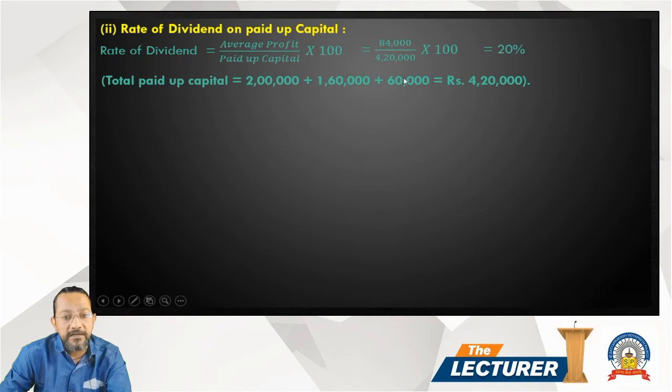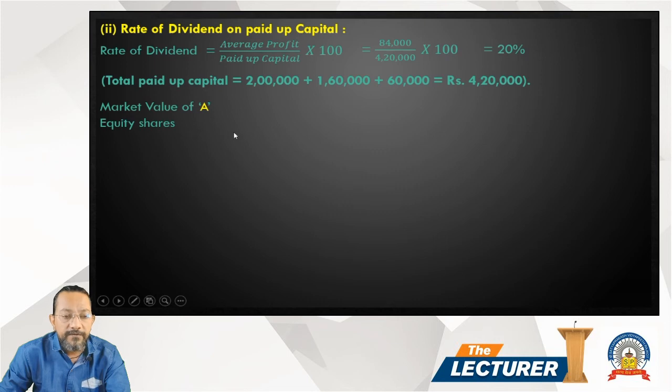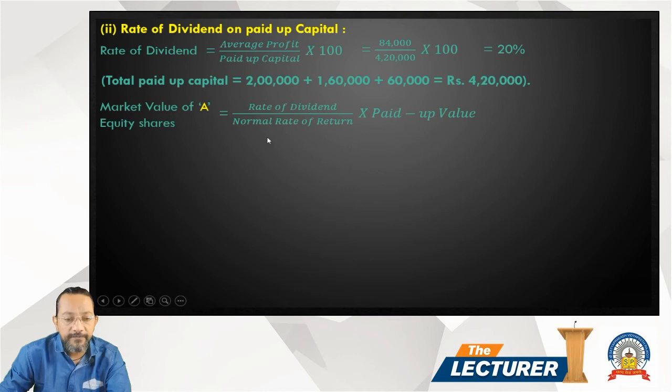and C 60,000. Total 4,20,000 is the paid up capital. Now market value of A equity share is rate of dividend divided by normal rate of return multiplied by paid up value. So the rate of dividend 20 is calculated, the normal rate given in the question is 10, and paid up value is also 10.